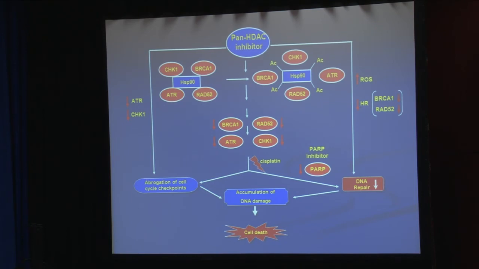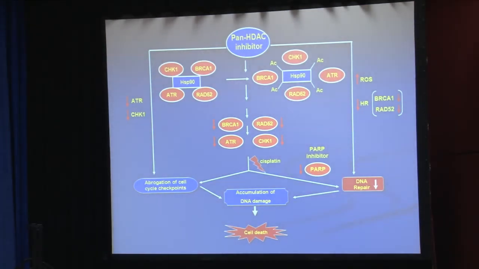Now, I've summarized our findings in this cartoon. What we showed here in our studies is that pan-histone deacetylase inhibitors induce reactive oxygen species and deplete homologous recombination proteins BRCA1, also BRCA2, and RAD52. Pan-HDAC inhibitors also deplete some of the DNA damage response proteins, ATR and CHEK1.